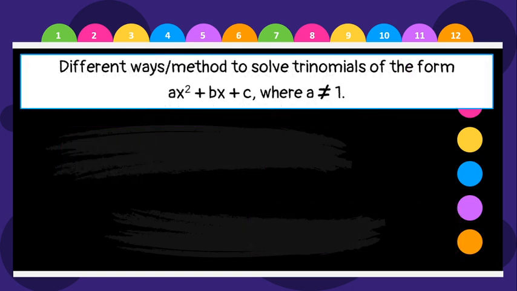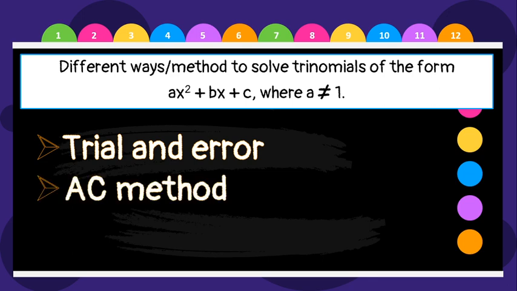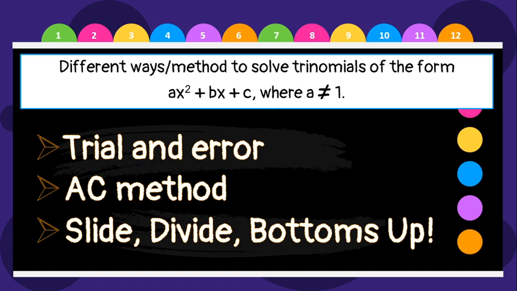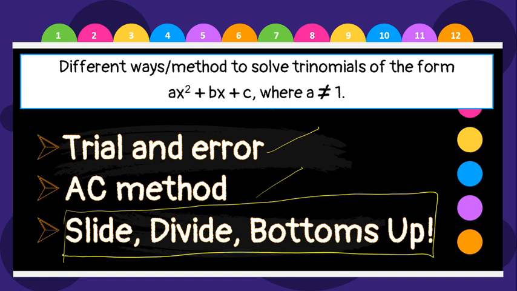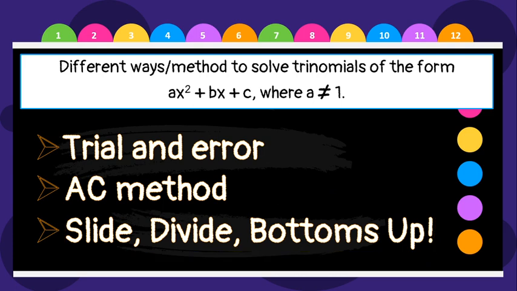There are different methods to solve trinomials of the form ax squared plus bx plus c, where a is not equal to 1. We have the trial and error, the AC method, and the slide, divide, bottoms up. Trial and error and the AC method are the usual methods you can see in the book. This time, I'm going to show you another way, the slide, divide, bottoms up, which is quite easier than the trial and error and the AC method.